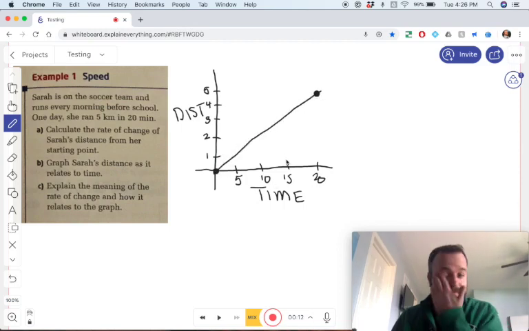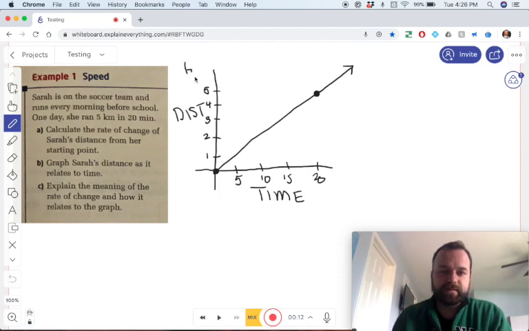Connect that with a nice straight line. You can even extend it if she keeps running at the same speed. We can figure out how much further she's gone. But that's the answer to question B. Question A, calculate the rate of change of Sarah's distance from her starting point.